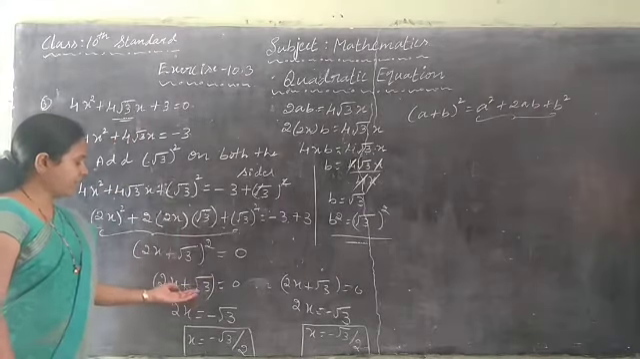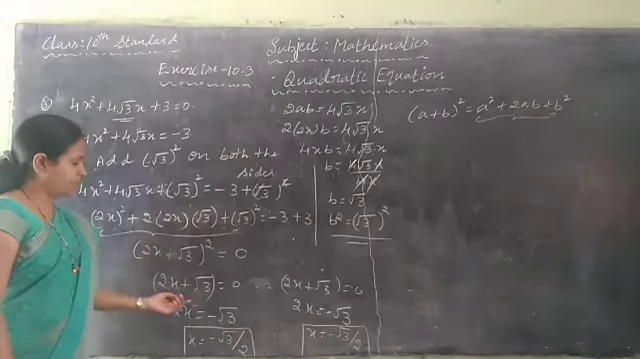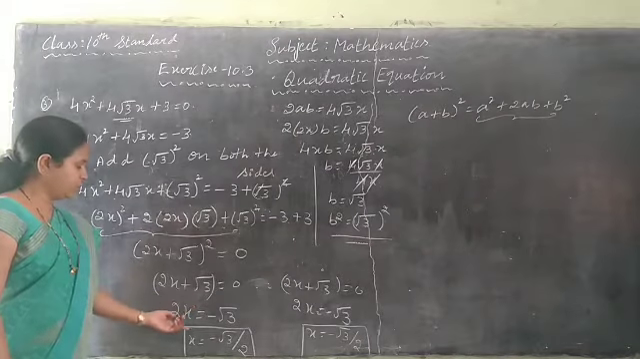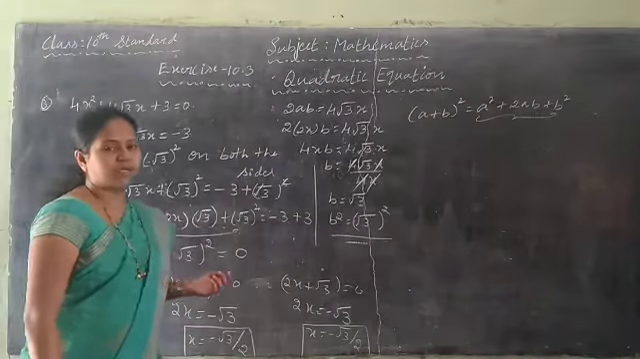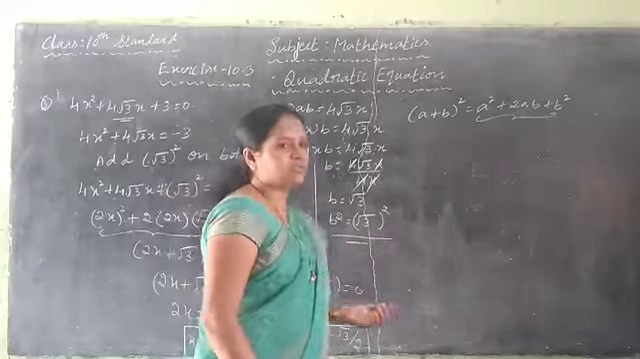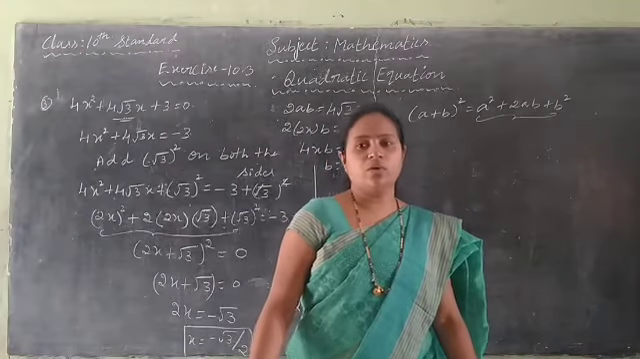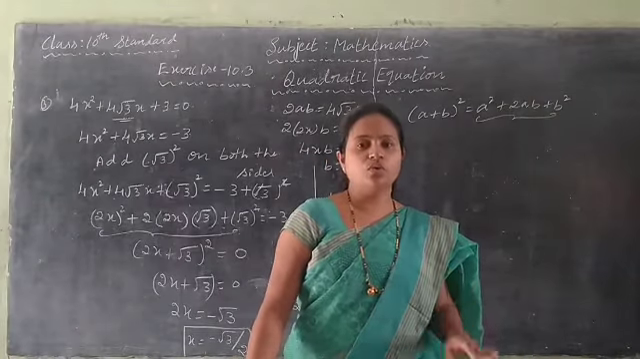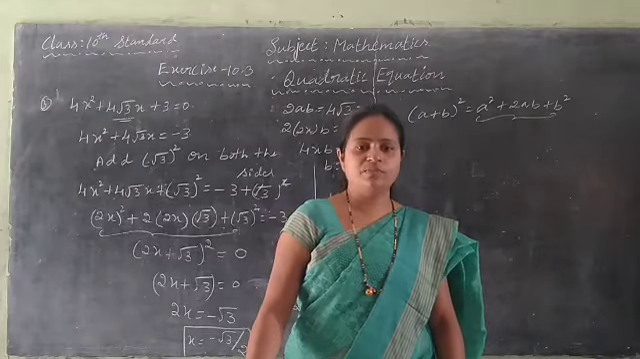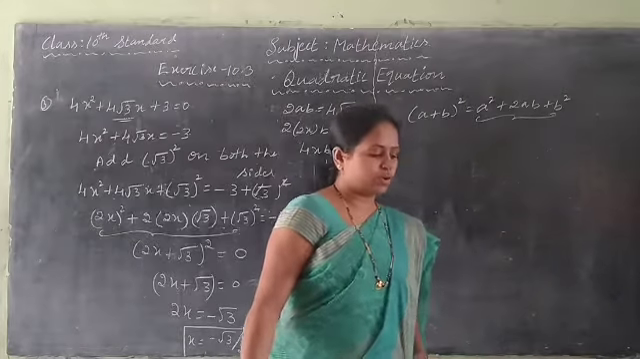Then transfer plus root 3 to the right hand side. You will get minus root 3. So x is equal to minus root 3 by 2. In the same way here also x is equal to minus root 3 by 2. These are the 2 roots, children. Did you understand? Okay. We will take the next problem, children.